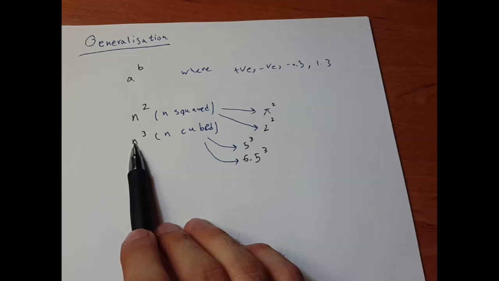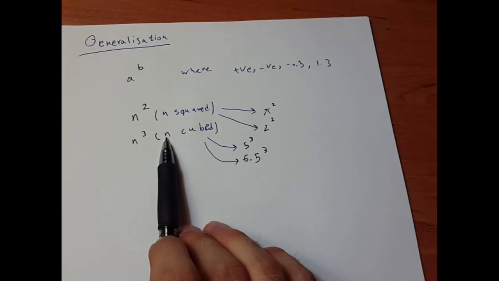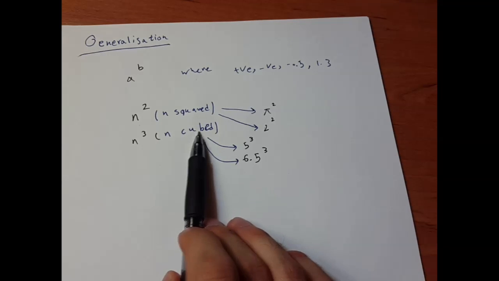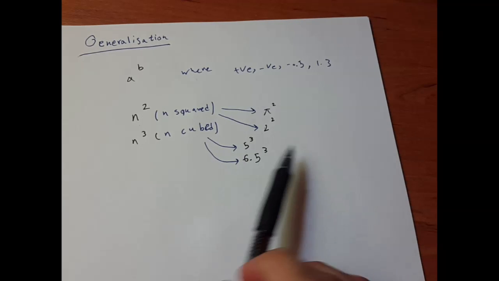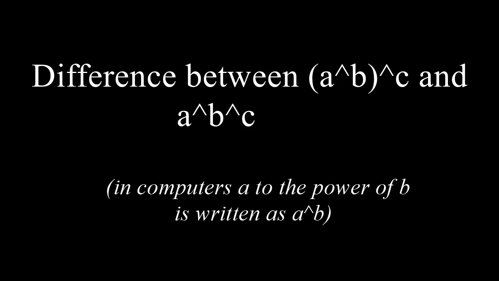Also, if we have any number to the power of 3, instead of saying n to the power of 3, we can say n cubed, 5 cubed, or 6.5 cubed.